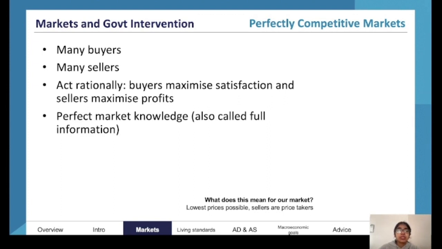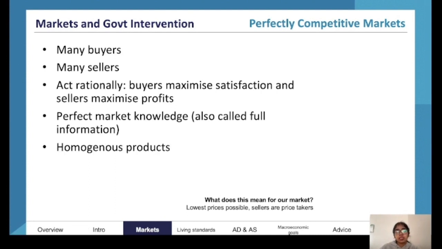And then finally, we assume that they have perfect market knowledge. So this is called full information. This literally means that when a buyer and seller enter the market, they both have the same information and they're fully knowledgeable about the good that's being sold. So for example, in real life, if someone is selling you a car, a second-hand car, to be honest, you're not perfectly knowledgeable. They can lie to you about it being in good condition. They can lie to you about it never having an accident. But in a perfectly competitive market, both parties know exactly everything there is to know about the product.